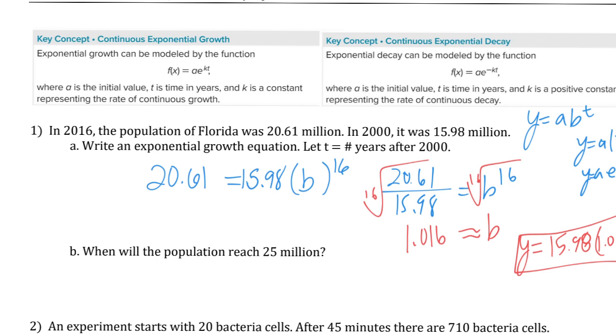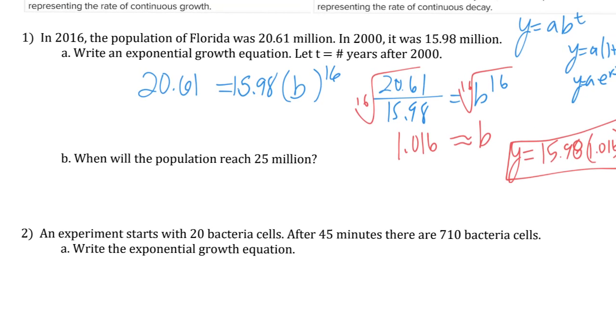And so the question is, when will it reach 25 million? We want to figure out, if it begins in 2000 at 15.98, when will it reach 25 million? I want to practice solving this algebraically. So 15.98, oopsie, I put the decimal in the wrong spot. Let me erase this a second. So let's put down 15.98 times 1.016 to the t. We want to figure out how many years after 2000 that will be the case, without graphing it.